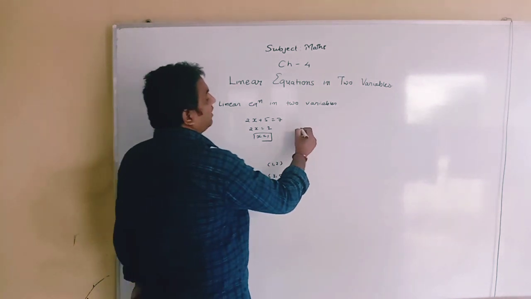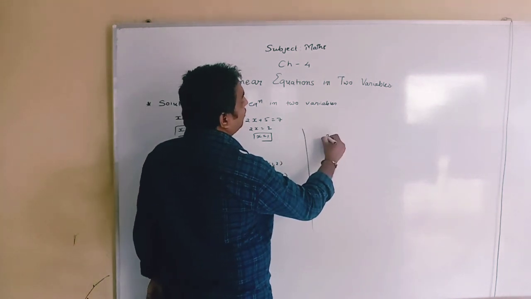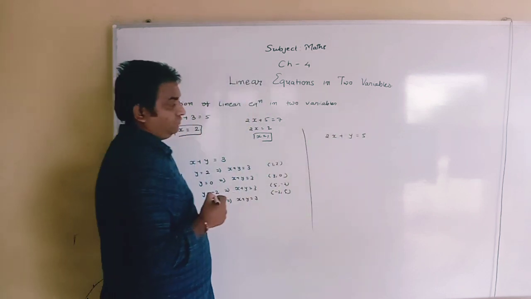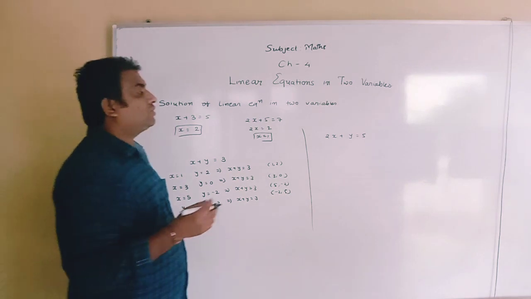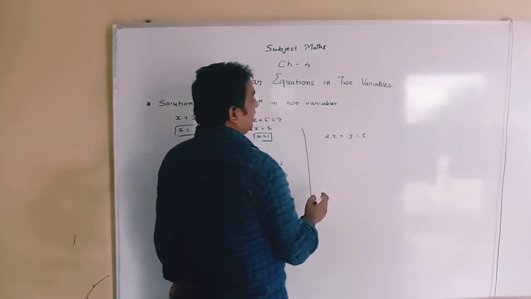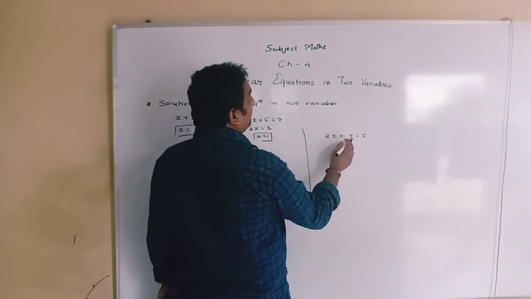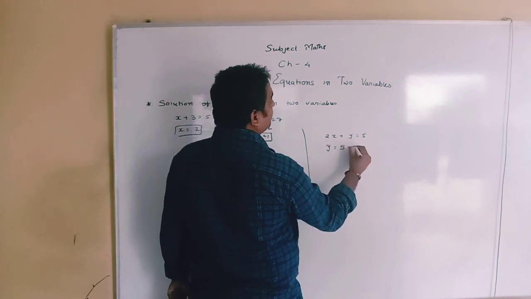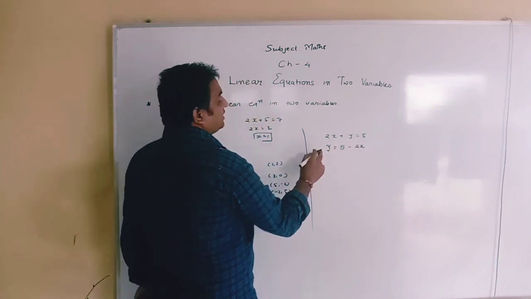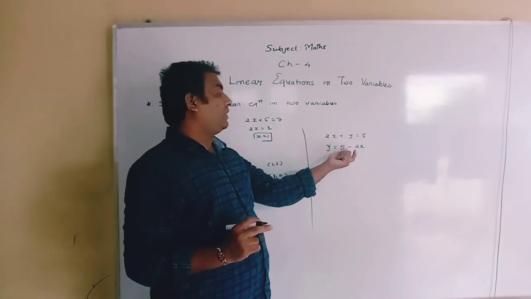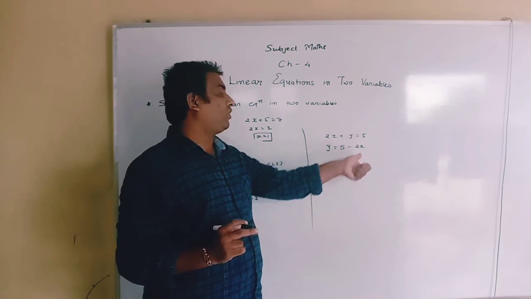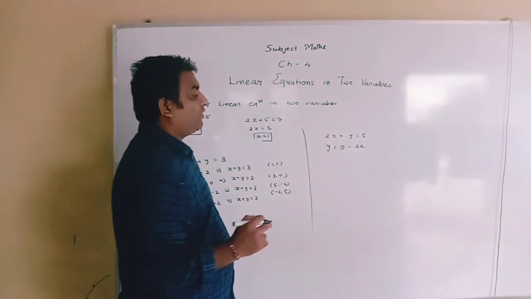Let us think about another equation, 2x plus y equals 5. Here also we can take different values of x and y. If we make y depend on x, then y equals 5 minus 2x. Here x is the independent variable, and y depends on x.